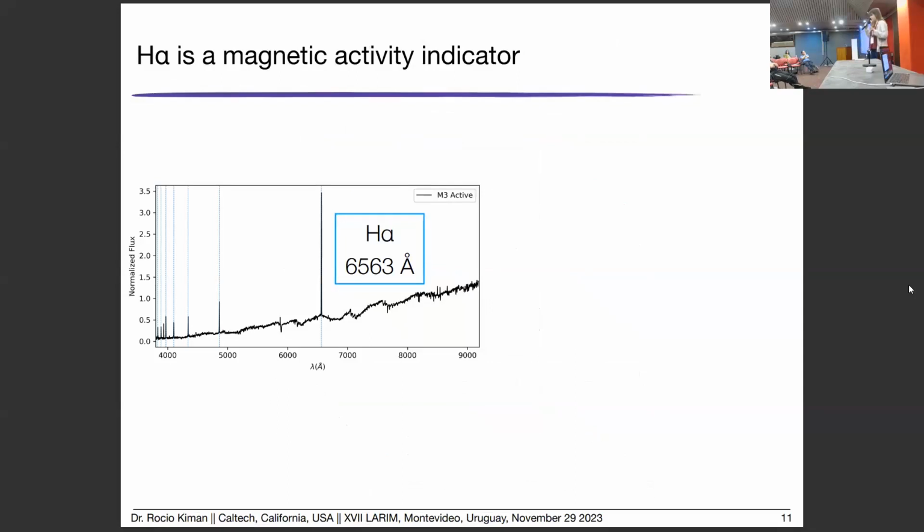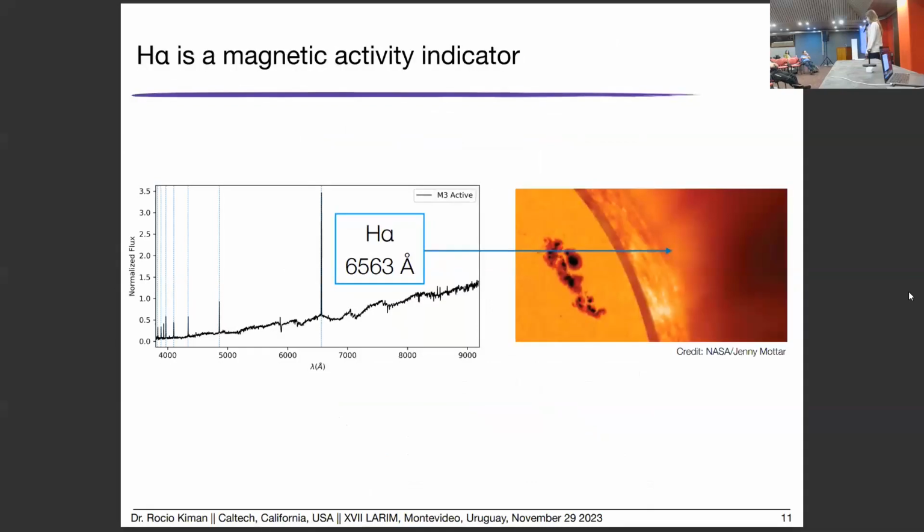To study then the relation to radius inflation, we needed a way to estimate the magnetic activity of all of these stars, and for that we use H-alpha measurements. H-alpha is this line over here. It's 6563 angstroms. This is a spectrum from Sloan of a very active M3. And the H-alpha is emitted at the chromosphere of the star. The magnetic field heats the chromosphere, and that emits H-alpha, so that we can measure it and get an idea of how active a star is.